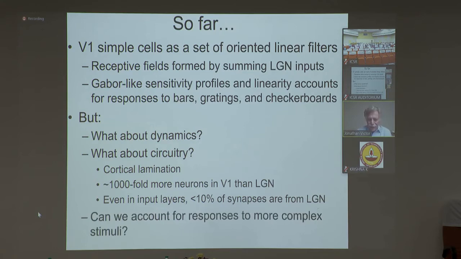And the world isn't made out of gratings and checkerboards. We need to account for how neurons respond to more complicated things. So that sets us up for the next phase of the analysis.